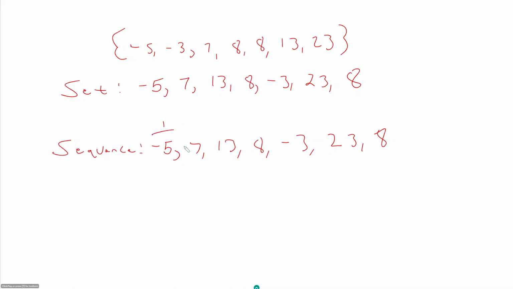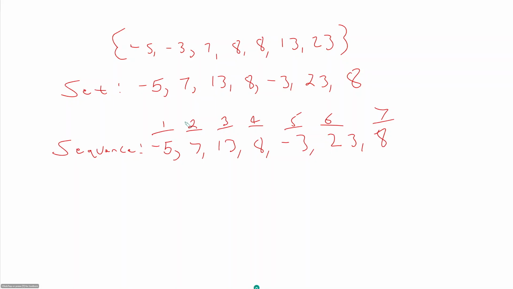-5 is the first number in the sequence. 7 is the second number in the sequence. 13 is the third number in the sequence, and so on. 23 is the sixth number in the sequence, and this second 8 is the final number. So I cannot put this 23 in the last spot in the sequence. All of my numbers are fixed in place, and I have to keep them that way because they tell me it is a sequence. So a sequence is really just a set of numbers that has a given order to them.